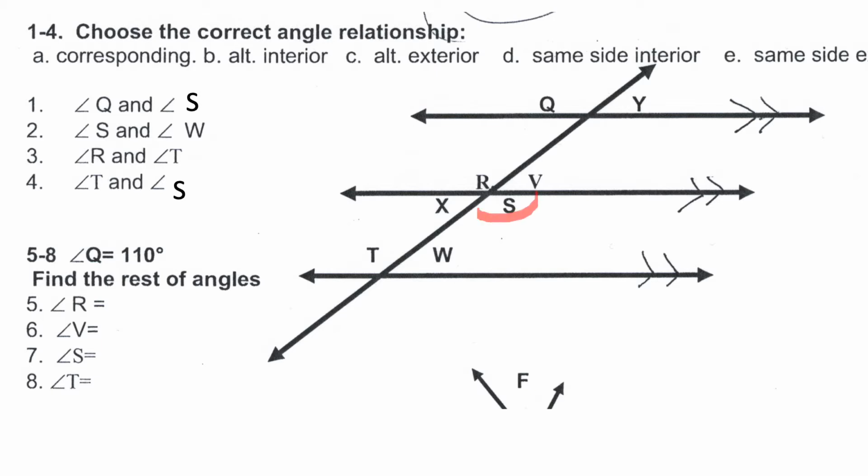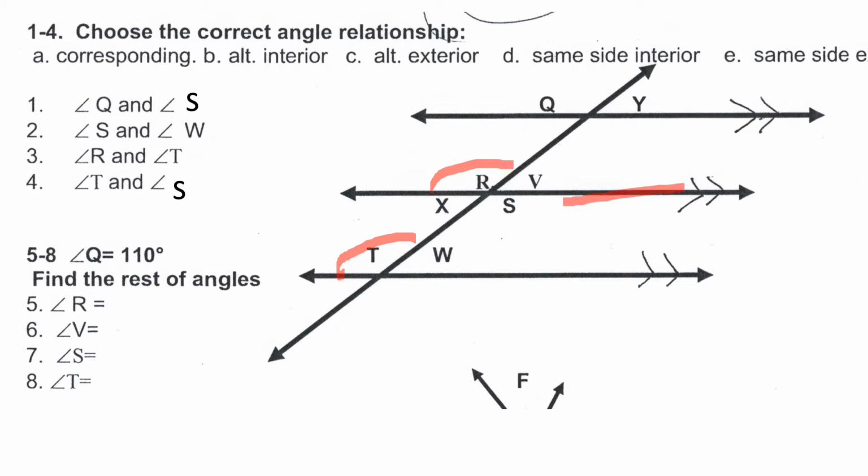S and W, okay? Now they're using these two lines, so we don't worry about the top right now. Not even gonna look at that. These obviously are on the same side, but they are on the interior. This is the inside of these two parallels that they're on, and so interior, same side, interior. D. R and T, R and T.